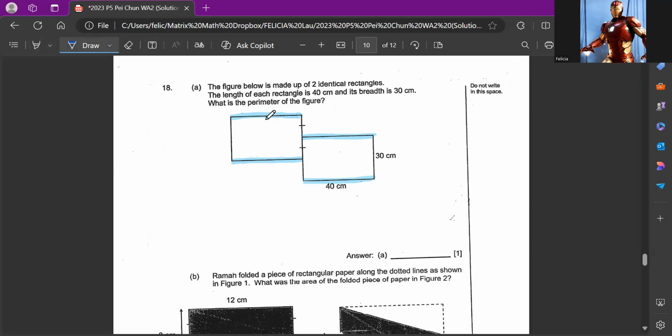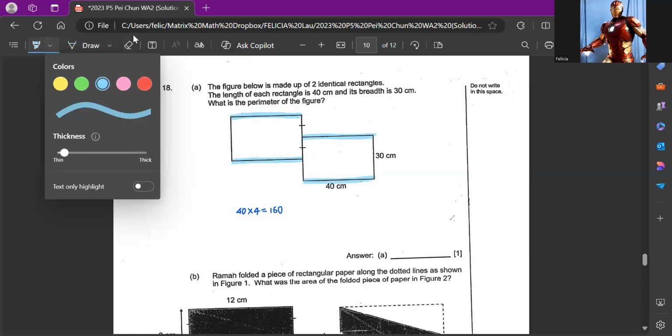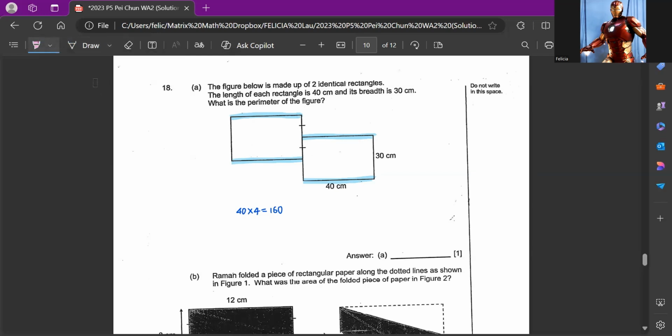Notice that you have 1, 2, 3, 4, 4 sets of 40. This is 40, 40, 40, 40. So 4 sets of 40 cm will be 160 cm. Now the next thing I will do is the vertical lines. I shall use a pink highlighter in this case. Vertical lines for your perimeter will be this, this, and this.